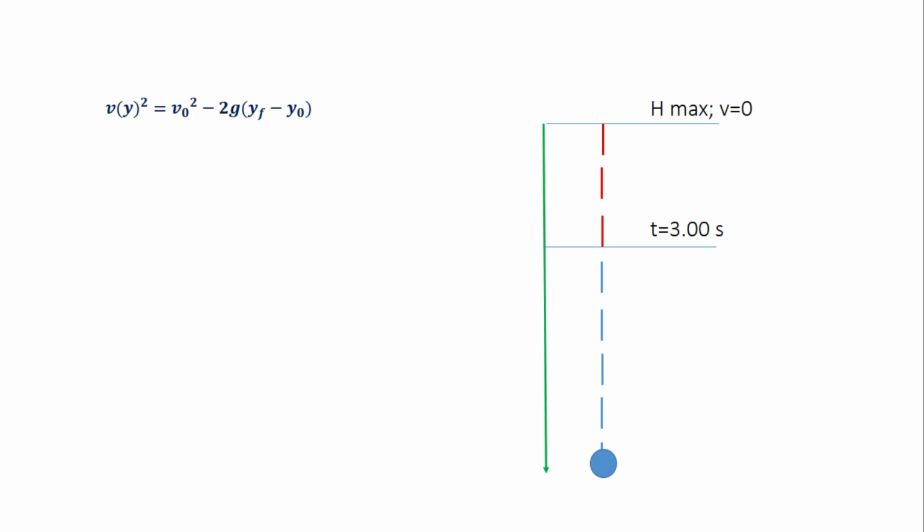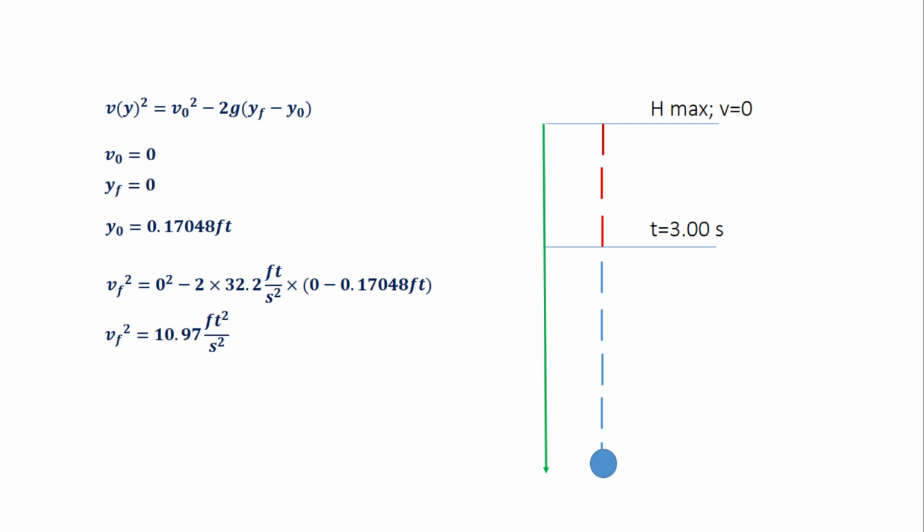Since the initial velocity in this section is the same as the final velocity of the previous section, this velocity is 0. As for the final position, it is also 0 because it is at ground level. The initial position is the same as the one found in the previous section. Now we are ready to substitute these values into the velocity equation, where we find a value of 10.97 square feet per square second. This is not yet the velocity.